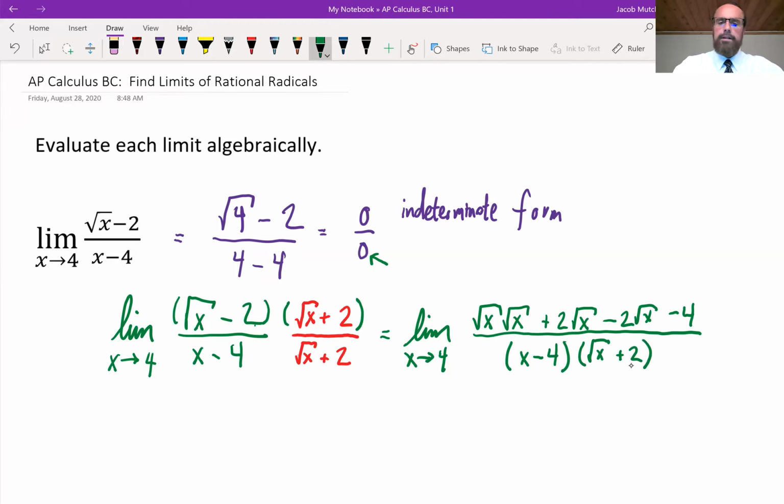Well, let's simplify that numerator. So I'm going to bring this equal sign there to the left, so it's still equal to the limit as x approaches 4.